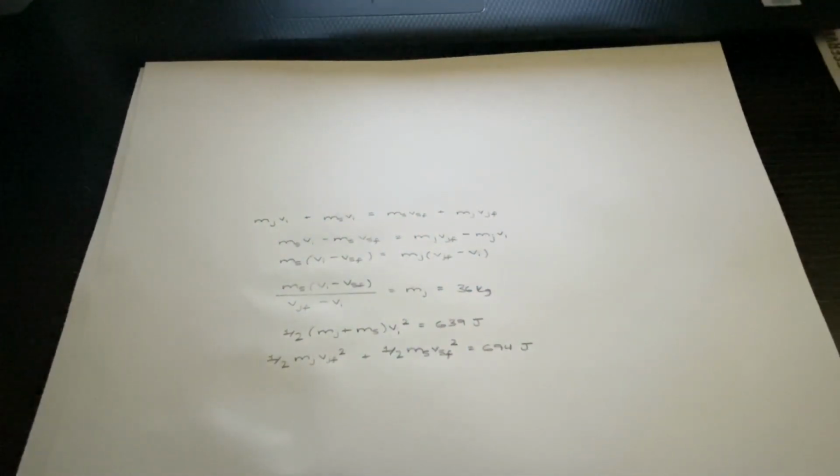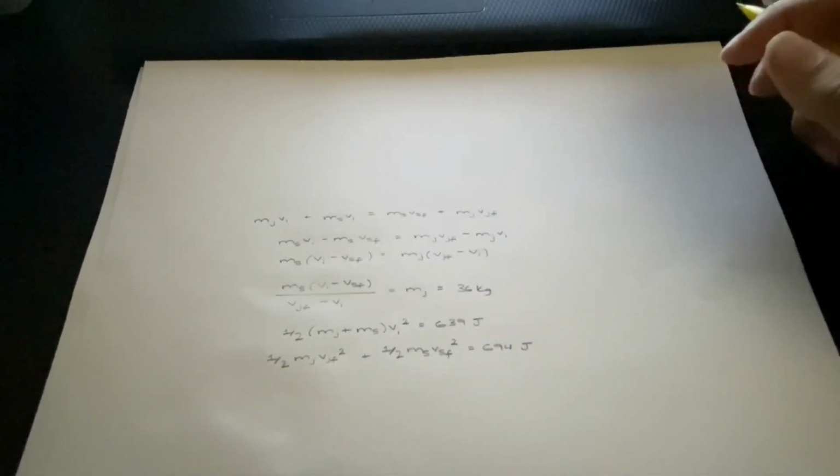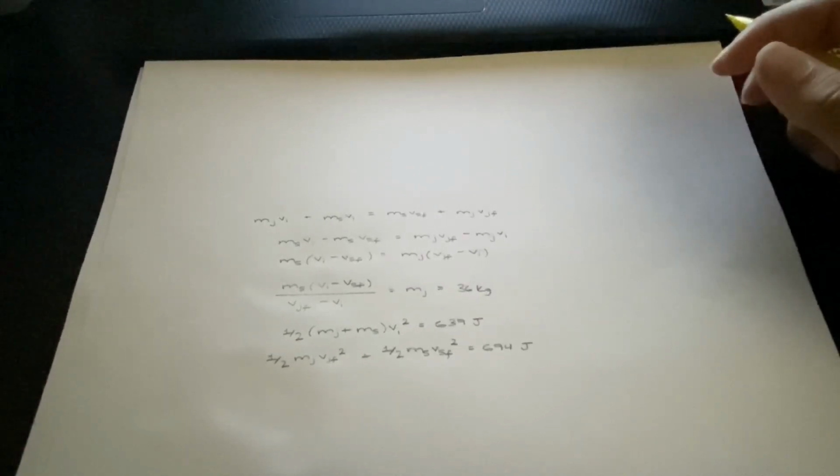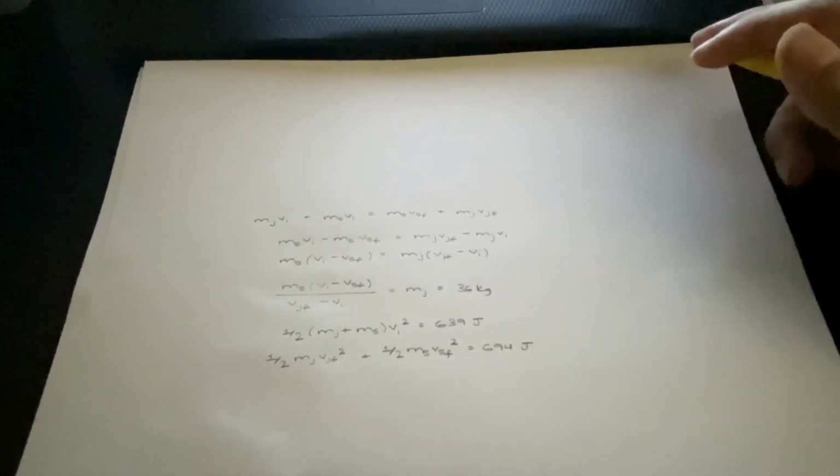Like I said before, our change in internal energy is equal to our change in kinetic energy. And that's basically just going to be our final versus our initial. We have both of those right here. So I'm just going to subtract 639 joules from 694 joules, and our result will be our change in internal energy.